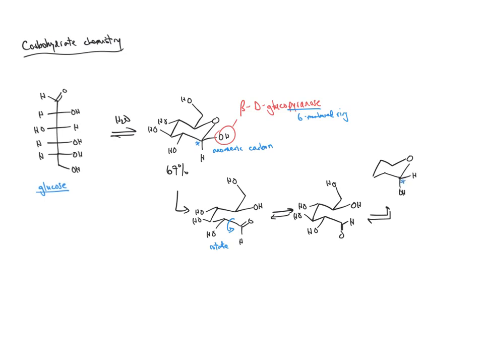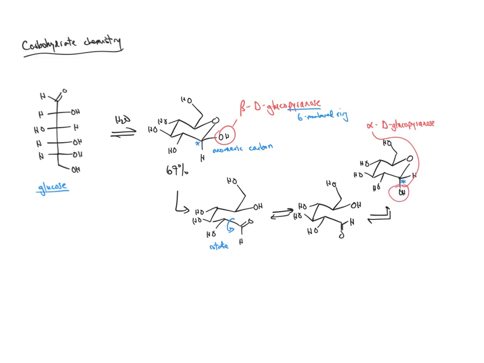Right, so the anomeric carbon here has that alcohol pointing down. And so this is called alpha D glucopyranose. And again, the glucopyranose means that it's a six-membered ring. The alpha part signifies that your alcohol is pointing down.